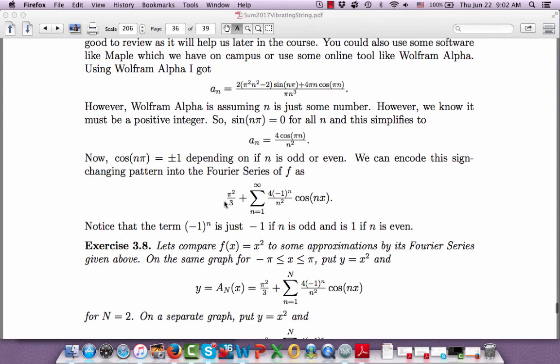So we had our a0, and now we're summing over the rest. We get our coefficient a sub n times the corresponding cosine function with frequency n. That gives us a Fourier series of the function x squared. And we'll see later that this actually represents the function exactly.